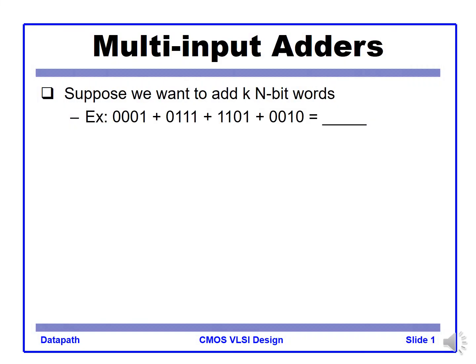Now let's take a look at the multi-input adders. Suppose we want to add k n-bit words. For example, 4-bit. We have 4 bits here. We want to add them all.